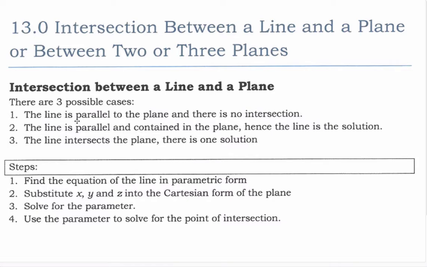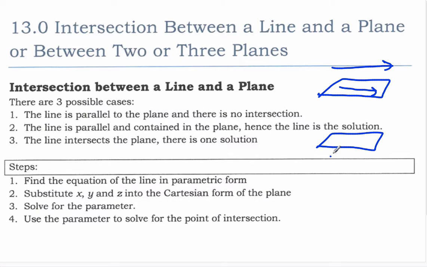The line could be parallel to the plane. Let me show you what that looks like. Here's a plane. The line could be up here parallel to it. Okay, it never touches it. The line could be parallel and contained in the plane, like it could be on the plane like that. Or it could intersect, and when that happens, it intersects at one point. Okay? So there's three possibilities.